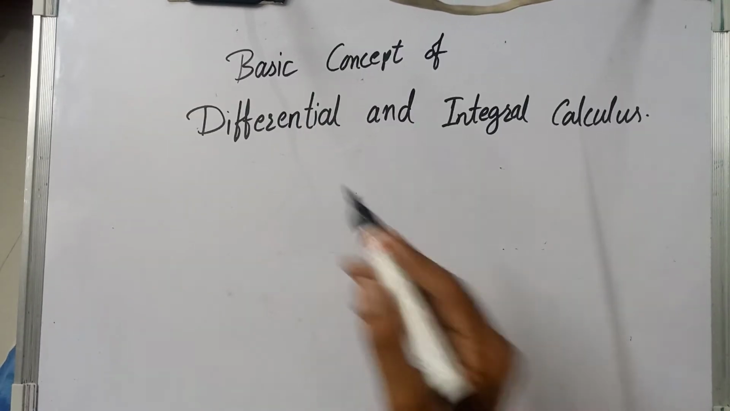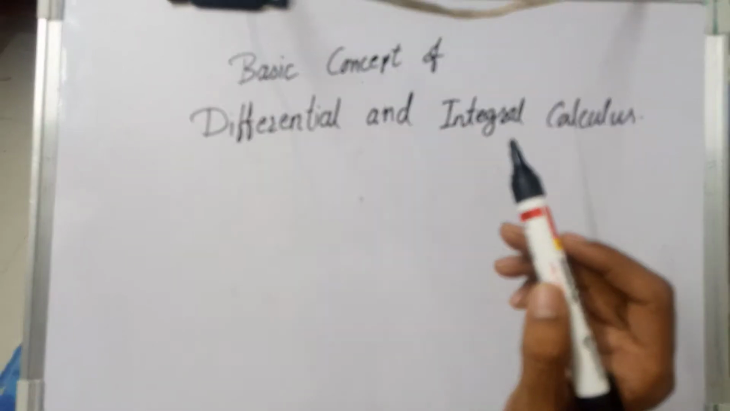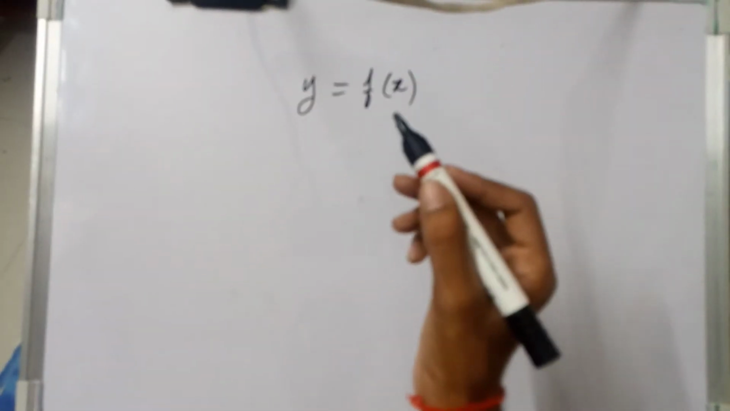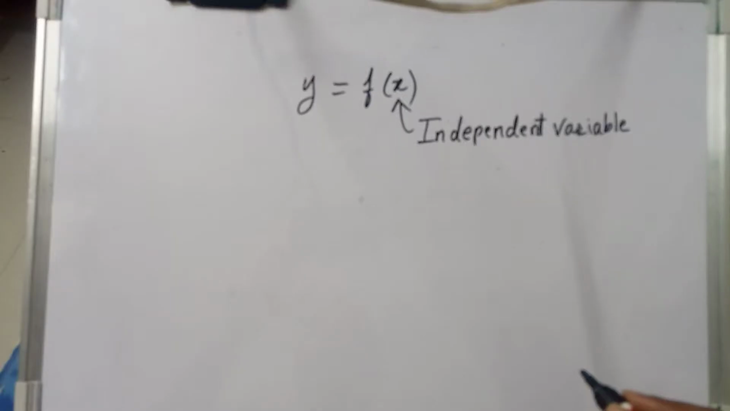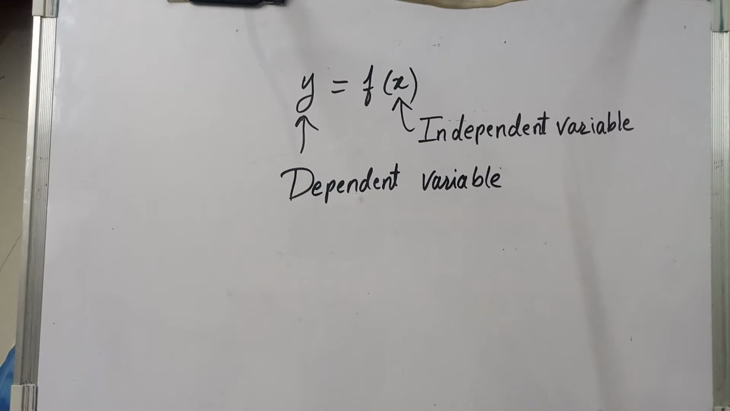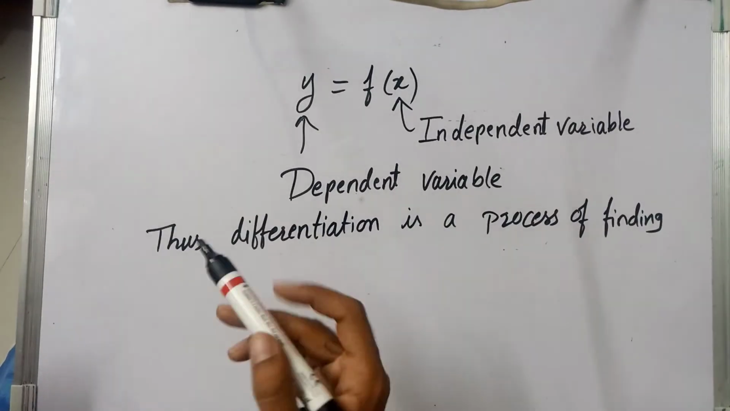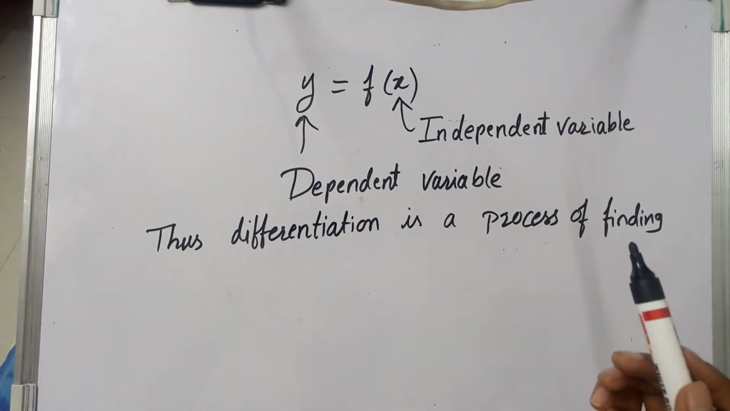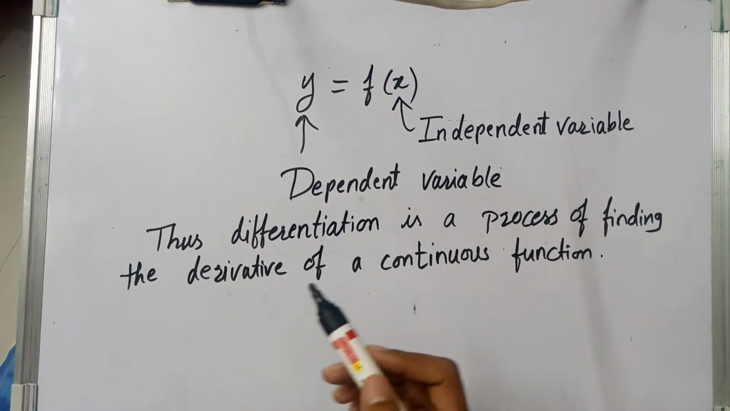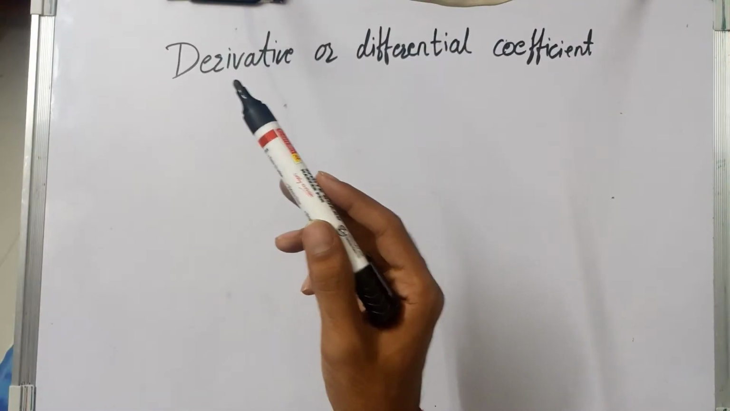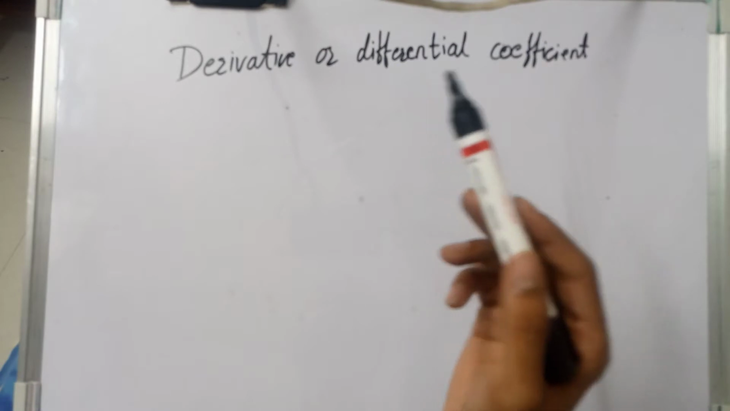Basic concepts of differential and integral calculus. Let y is equal to f(x). x is independent variable, y is dependent variable. Thus, differentiation is a process of finding the derivative of a continuous function, derivative or differential coefficient.